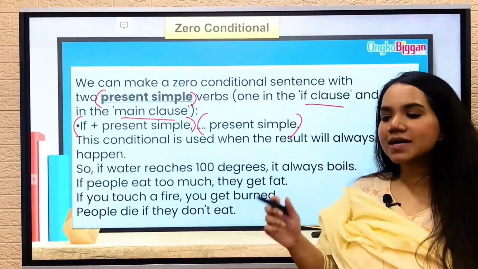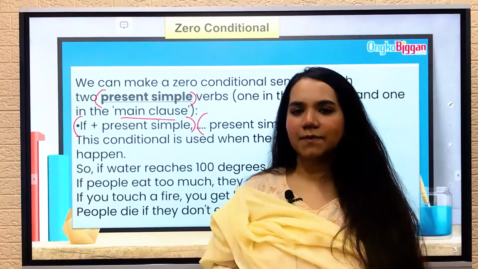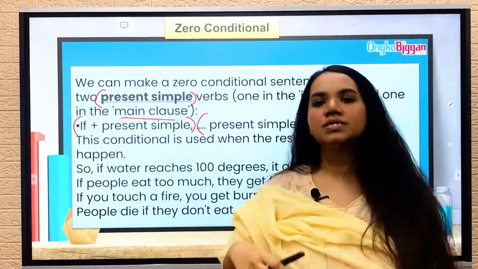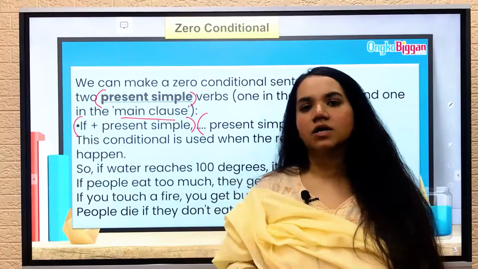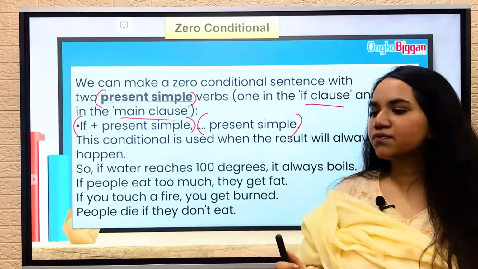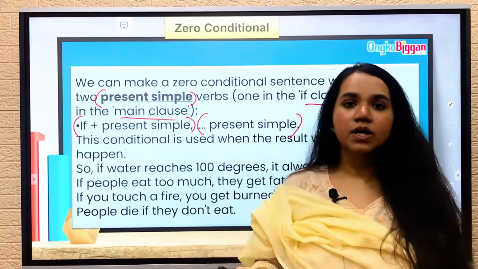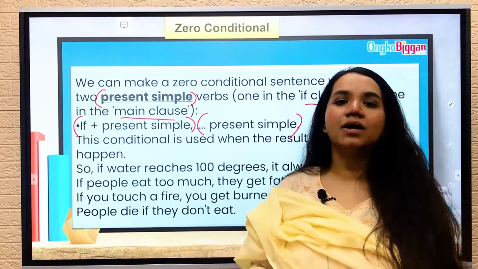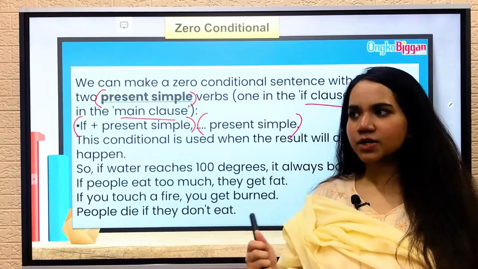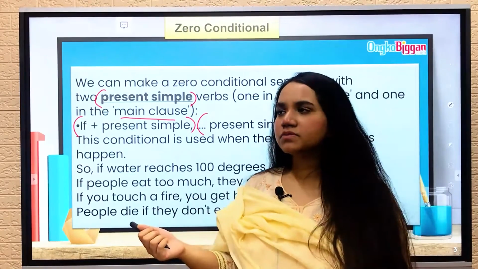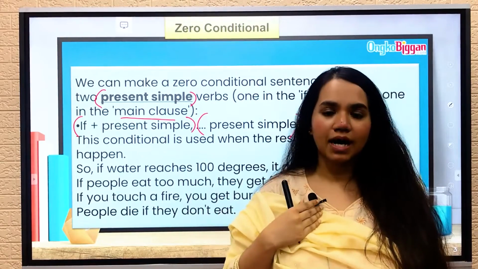So if there is something that you are certain of that must always happen, we will use present simple tense with the if clause as well as the main clause. For example, if you look at the sun, you will notice a huge sky. No, let's not just say sun. You will notice harmful rays directed towards your eye.